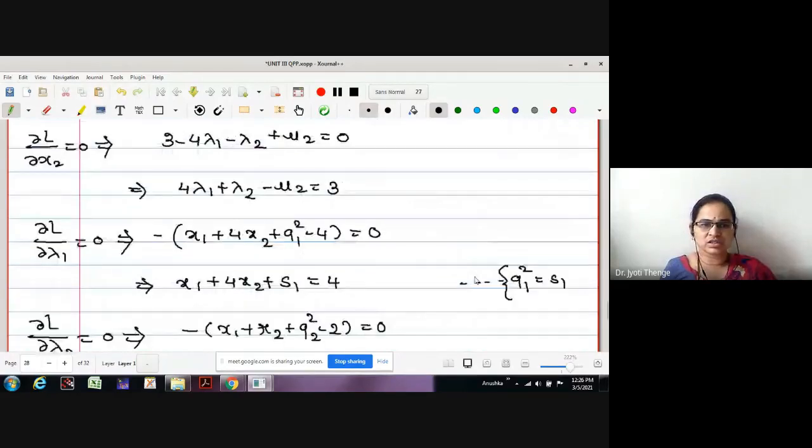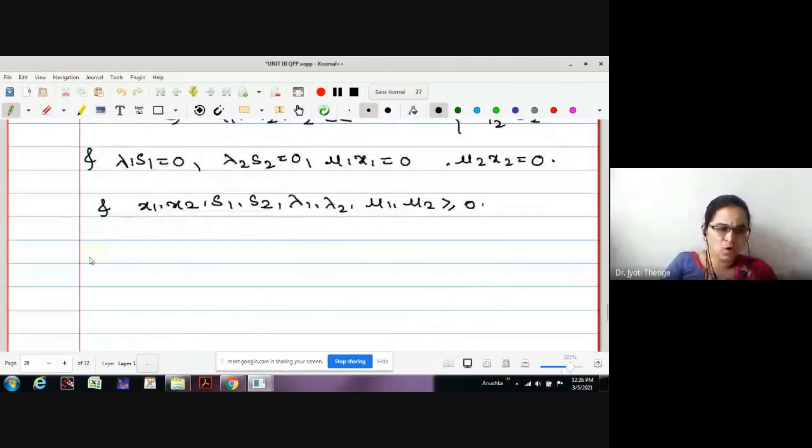Now we will construct the modified LPP. What is the step number? 4.